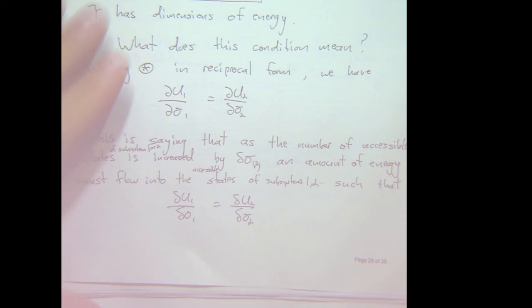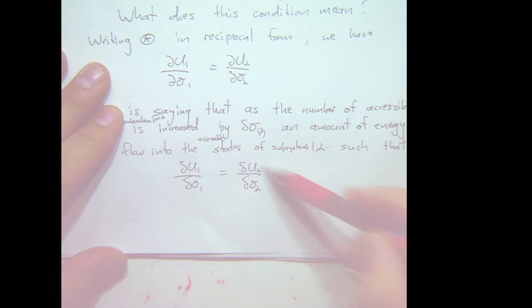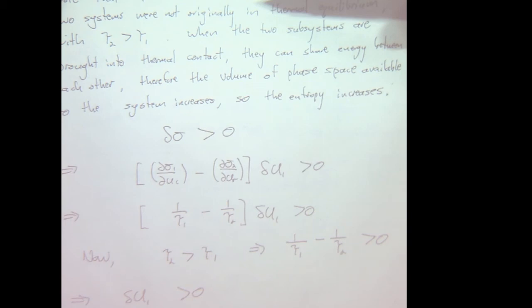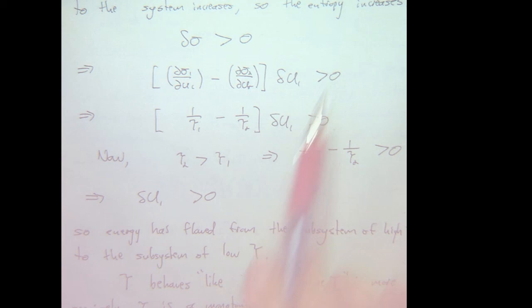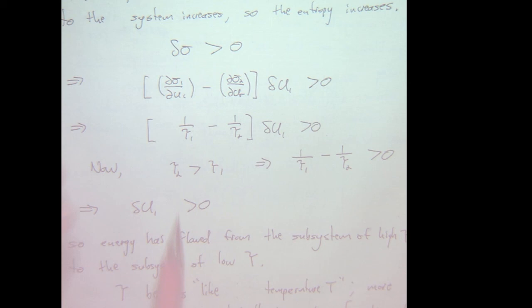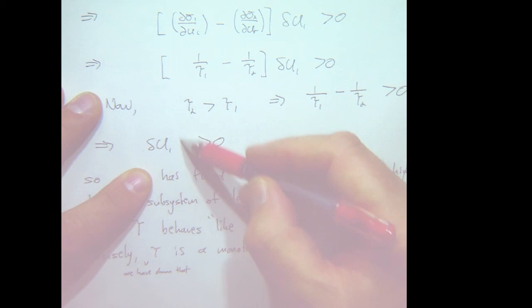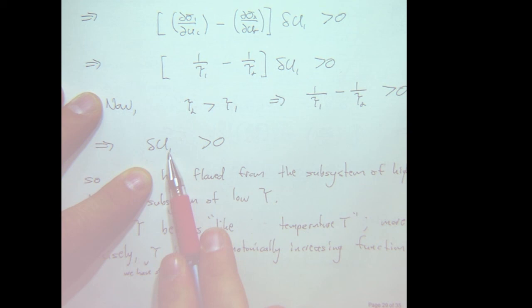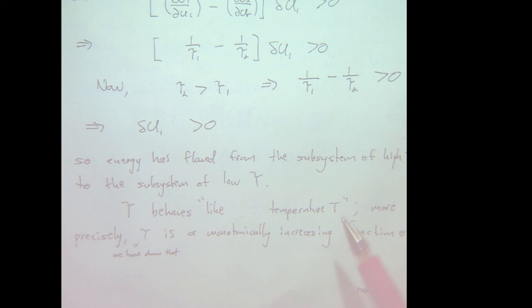Concretely, I wouldn't use this partial d, I would use the little delta U1, that's what I really mean, the amount of energy flowing. So that is thermal equilibrium. Tau has this familiar property, as I've done before, I don't want to go through this again. If delta sigma is positive, then, wait, if tau 2 is greater than tau 1, then the energy of system 1 increases, which means that heat flows from the second system into the first system. And obviously the other way around as well.